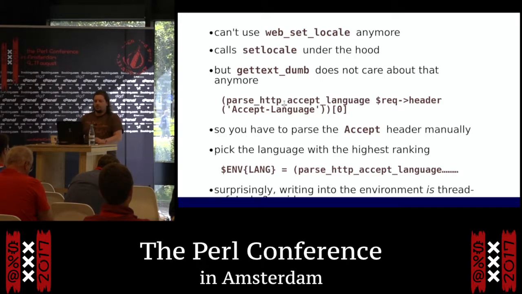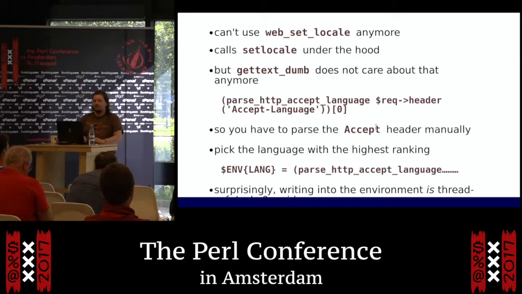So the change, it was necessary to use a different function. Web set locale cannot be used anymore, because it calls the system call setlocale under the hood. But this particular backend, getTextDumb, does not care about the results of setlocale anymore, because its title, its abstract, was locale unaware implementation. So we have to do something else.